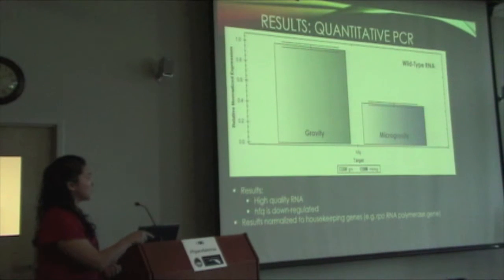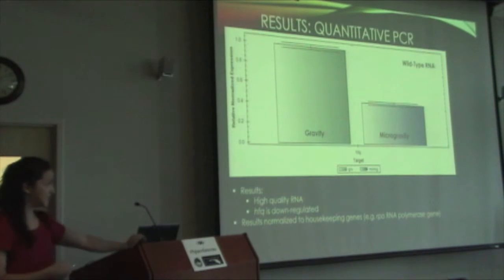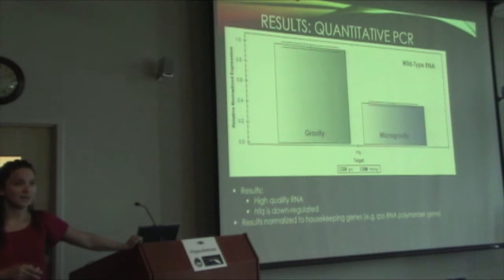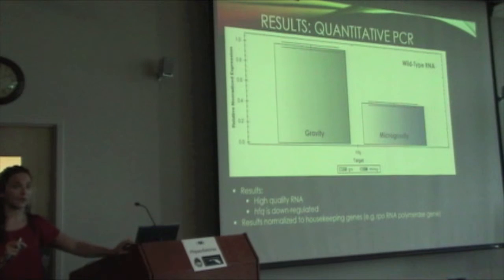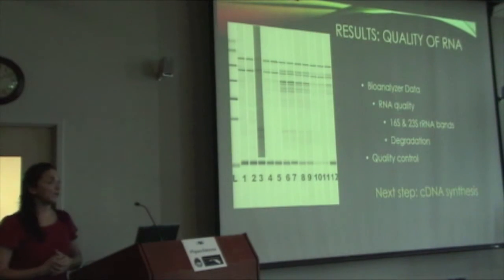Because in order for the results to happen in the quantitative PCR, for the RNA to be converted to cDNA, it would not work with low quality RNA. So this is a quality checkpoint. We have 2 quality checkpoints. The other one is done on the bioanalyzer.